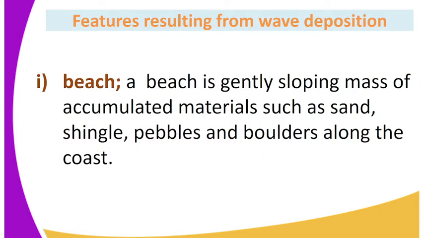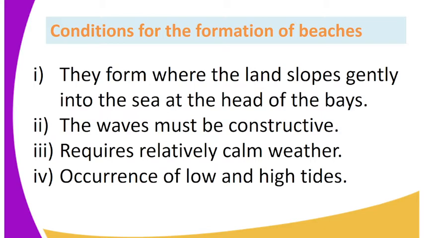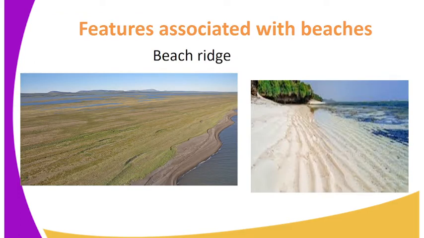The features resulting from wave deposition include beach. A beach is a gently sloping mass of accumulated materials such as sand, shingles, pebbles, and boulders along the coast. Conditions for formation of a beach. One, they form where the land slopes gently into the sea at the head of the bays. Number two, the waves must be constructive. Third, it requires relatively calm weather, and finally, occurrence of low and high tides.